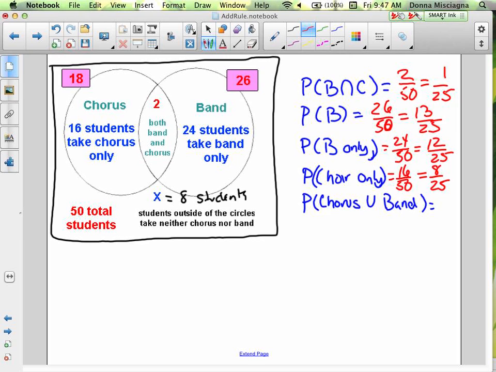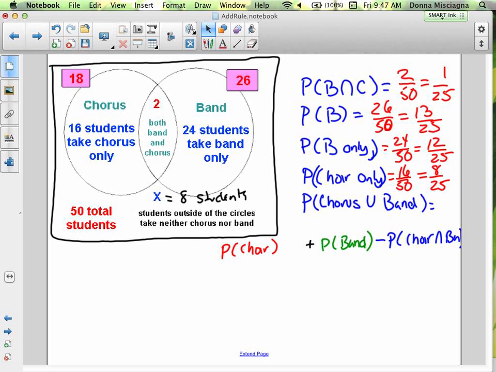So now we want the probability of chorus or band. That union symbol means or. So that would be the probability of choir plus the probability of band, and then minus the probability of choir and band. Running out of space, so let's move it over a little bit. There we go. Now we got everybody in there.